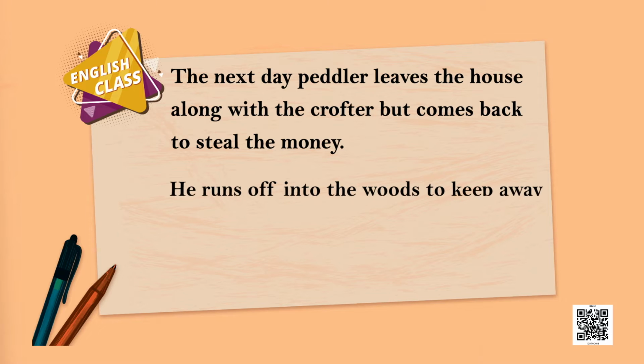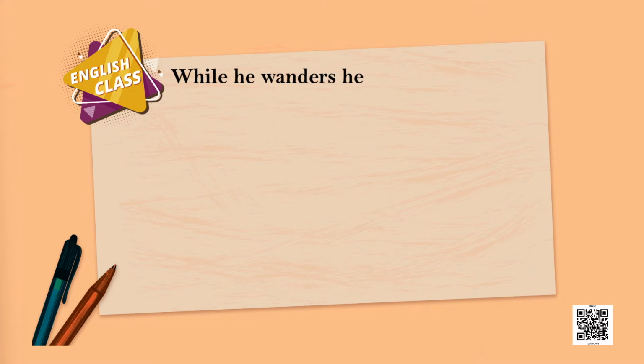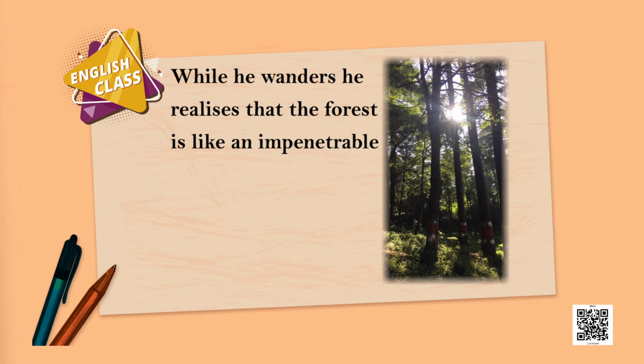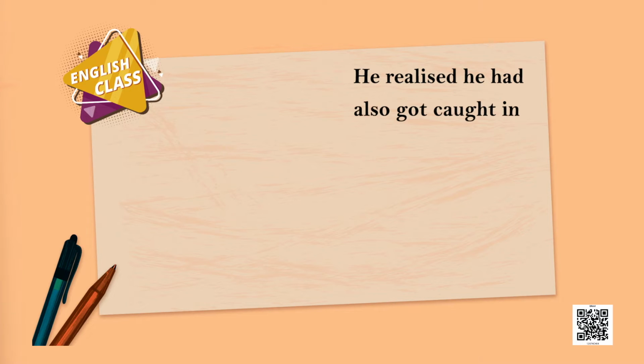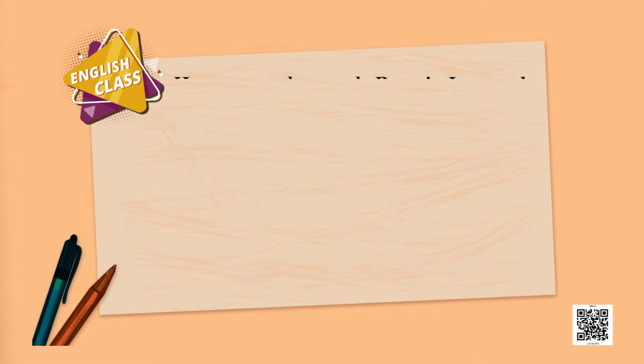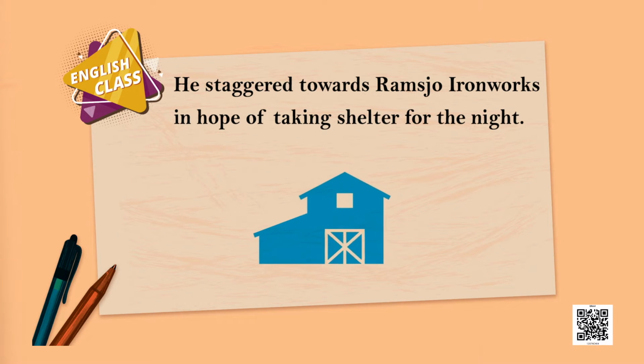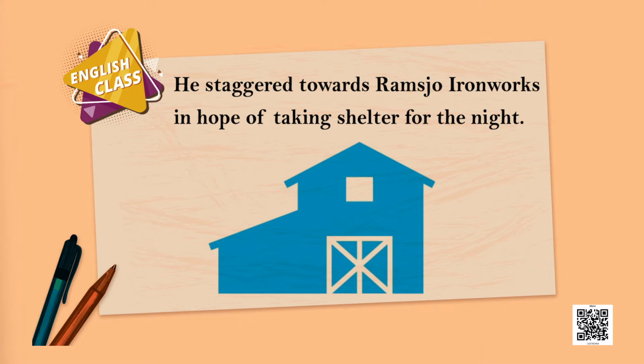And he runs off into the woods to keep away from the people and gets lost in the jungle at night. And while he wanders, he realizes that the forest is like an impenetrable prison. He has also got caught in the rat trap, and the money he stole was the bait. He staggered towards Ramseo Ironworks in hope of taking shelter for the night.